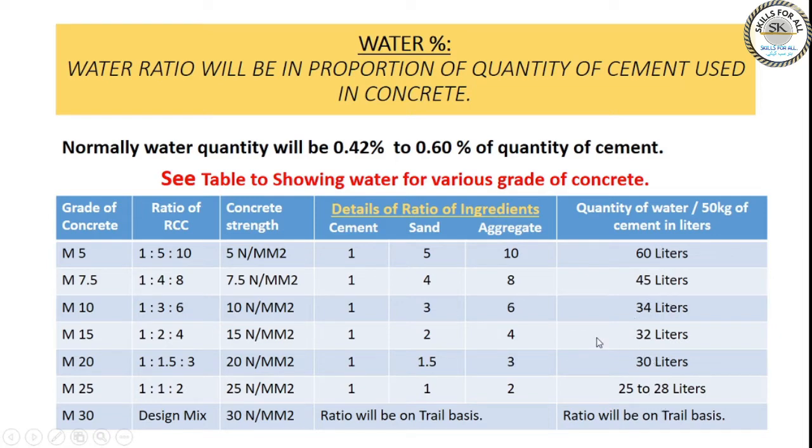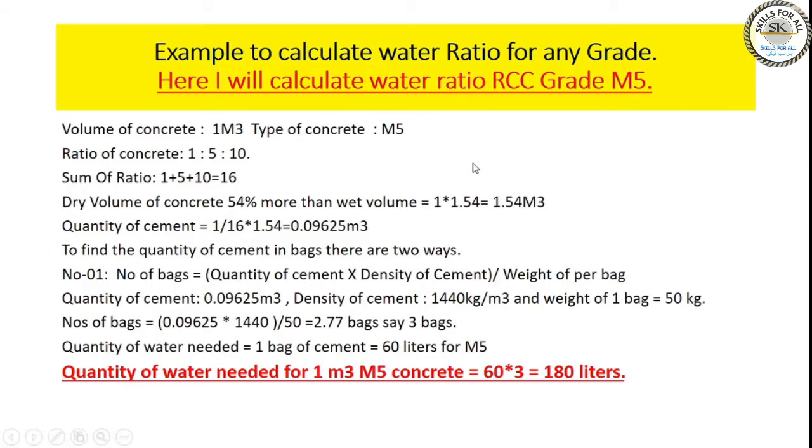Here I will show you one example that I put in my slides. Example to calculate the water ratio for any grade. You can apply the same procedure and calculate for any grade of concrete. Here I am taking M5, 5 Newton per millimeter square. Volume of concrete I am considering 1 cubic meter. Type of concrete is M5. Ratio of concrete 1:5:10 as we know. Sum of ratio, it is 1 plus 5 plus 10, it will be 16.